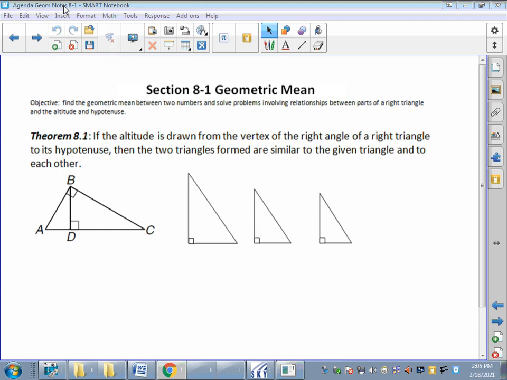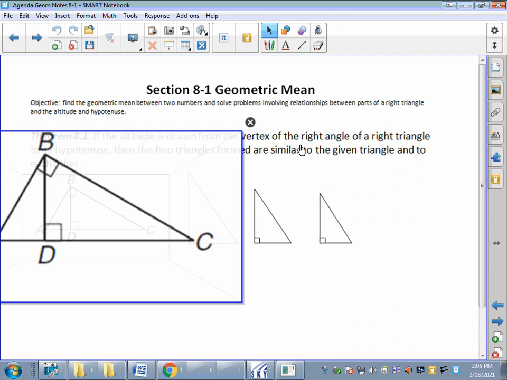I'm going to show you two things. One's like the easy way, one's like the visual way. So geometric mean means we're going to find the geometric mean between two numbers. We're going to solve problems with relationships between parts of right triangles. So I want you to just focus for a minute on this diagram right here.